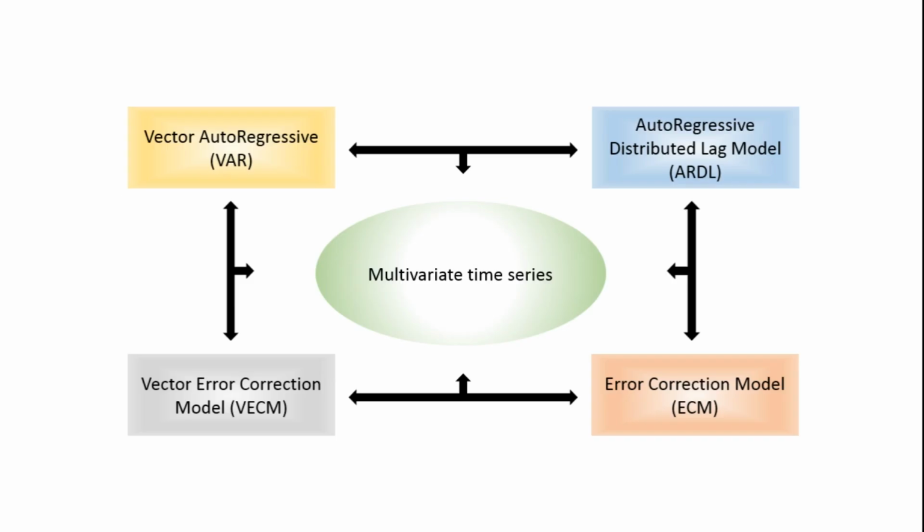So first of all, we need to know that multivariate time series are of different kinds. We have vector error correction model, which we will come back to a little bit later. We have vector autoregressive model, we have autoregressive distributed lag model, and we have error correction models. So those are the principal four types of multivariate time series.